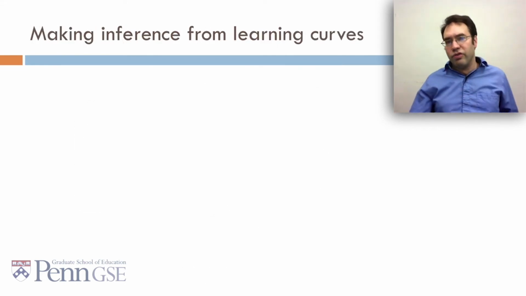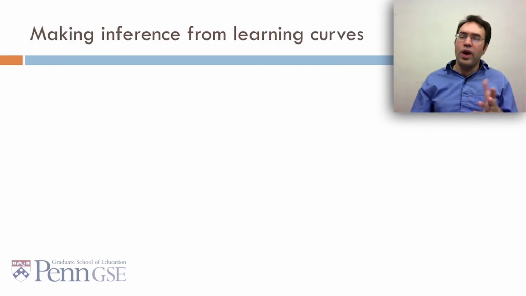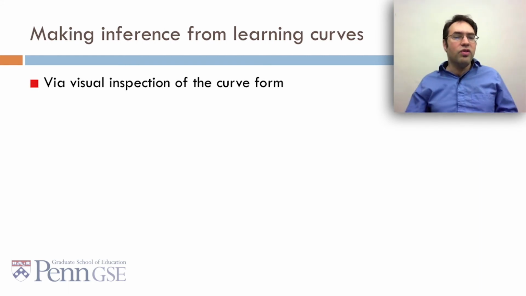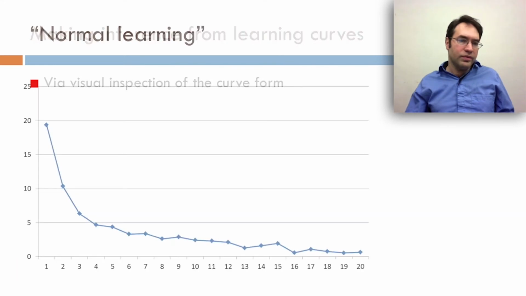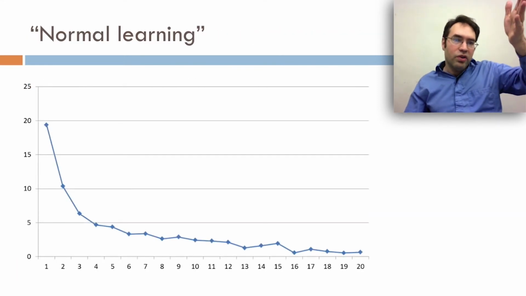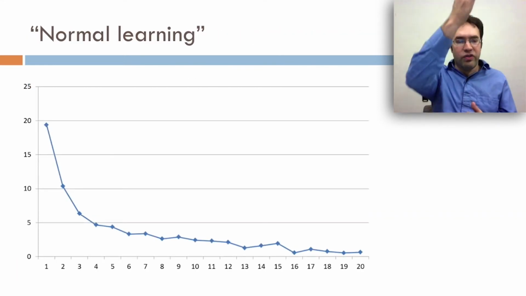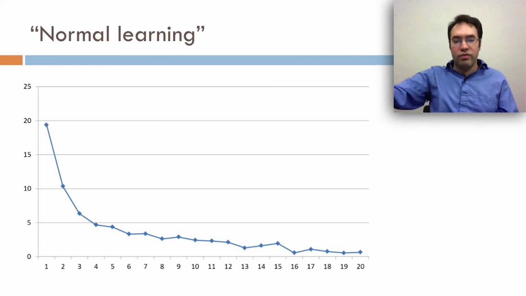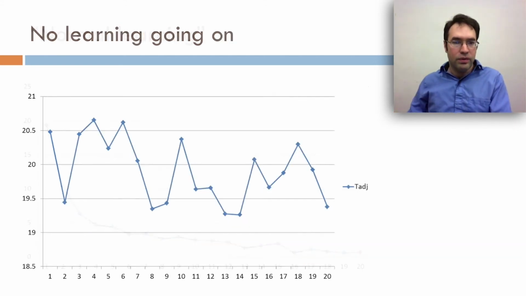So how can we make inference from learning curves? Why are they useful? Why are they more than just kind of a cool little picture? Well, what you can do is you can do visual inspection of the curve form. So, for example, here's normal learning. You can see that the student goes down rapidly at first and goes towards an asymptote later.